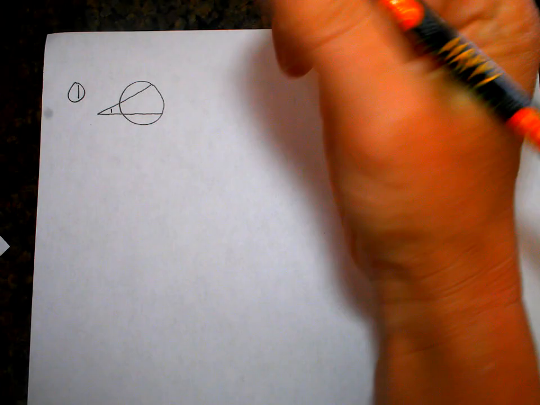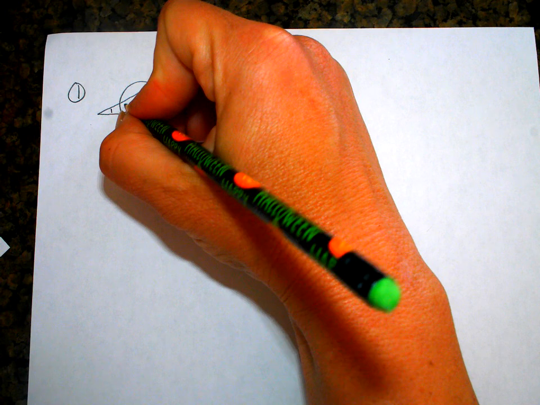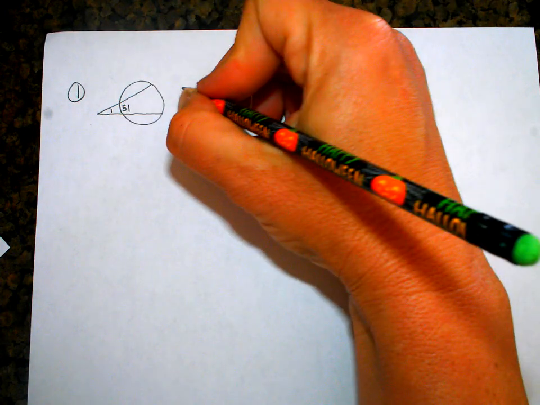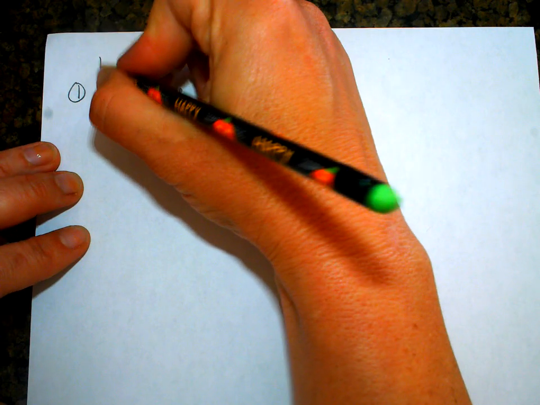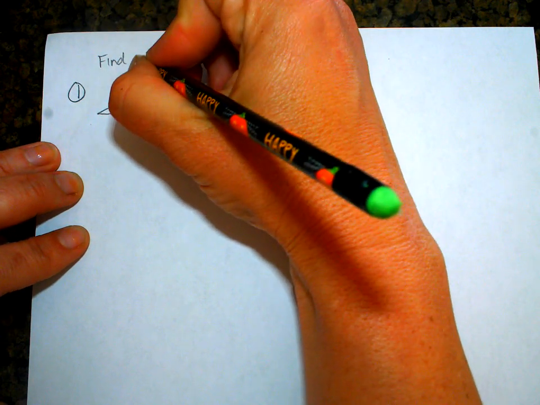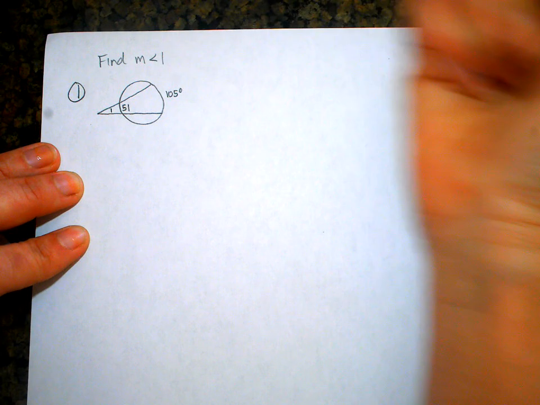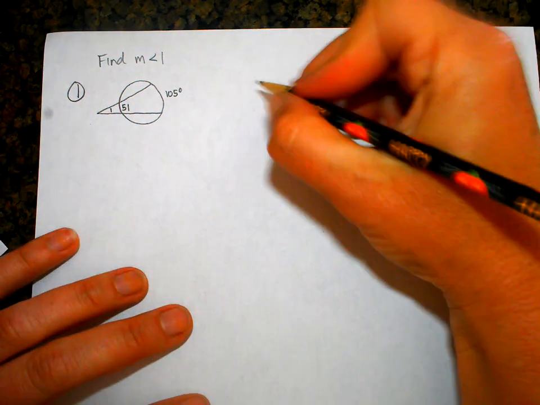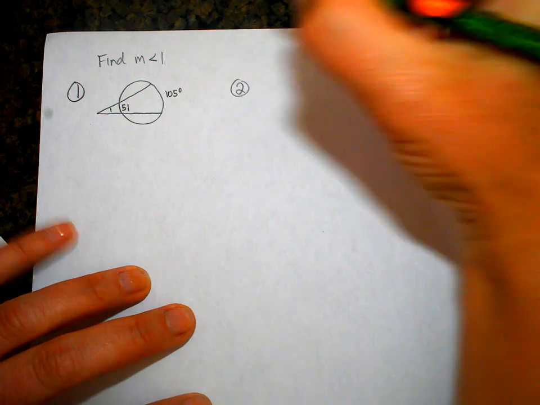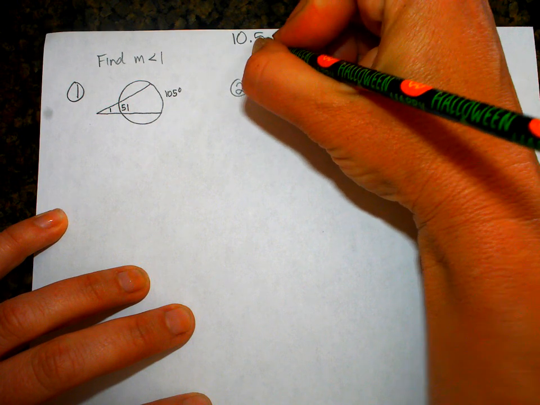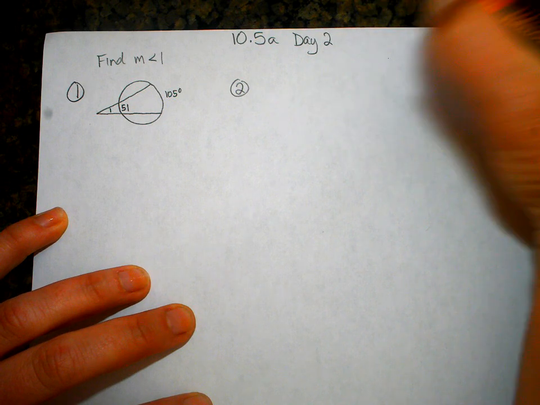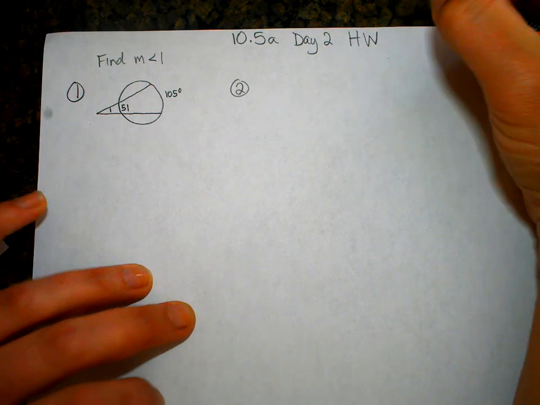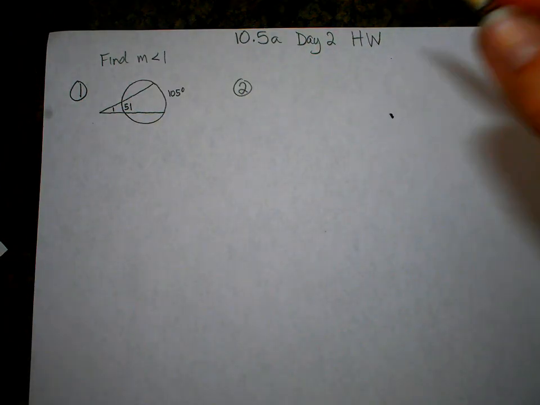This is angle 1, and this one is 51 degrees, and this is 105 degrees. You need to find the measure of angle 1. Okay? Number 2. So this is going to be 10.5 A, day 2, homework. Okay, here we go. Number 2.